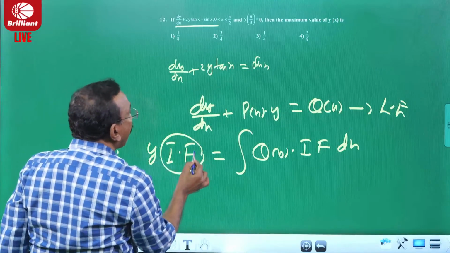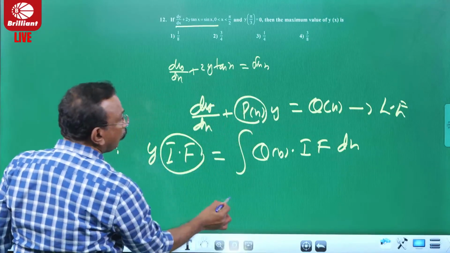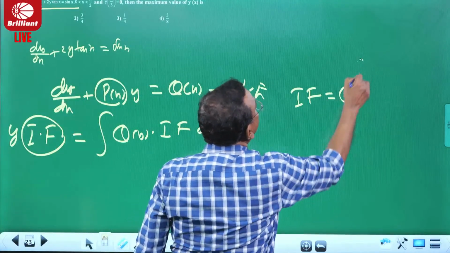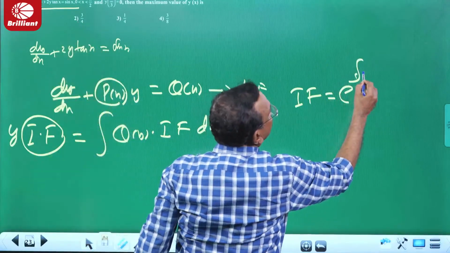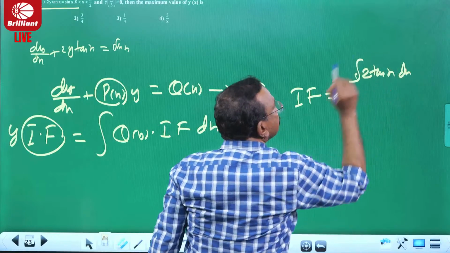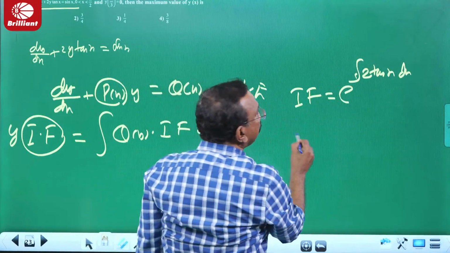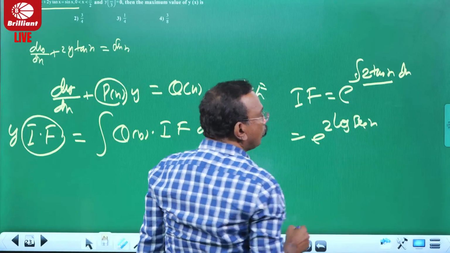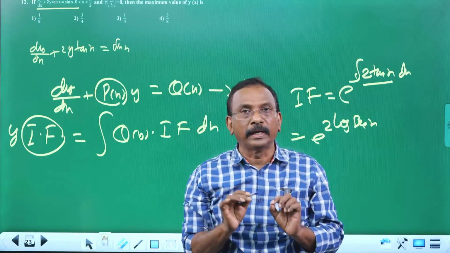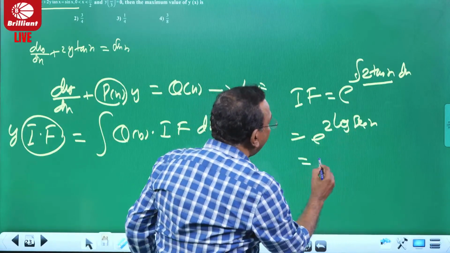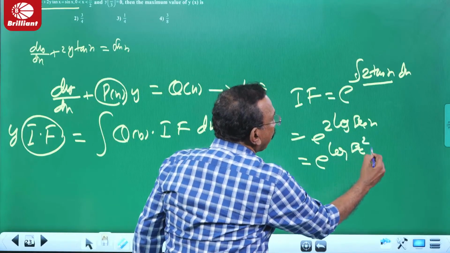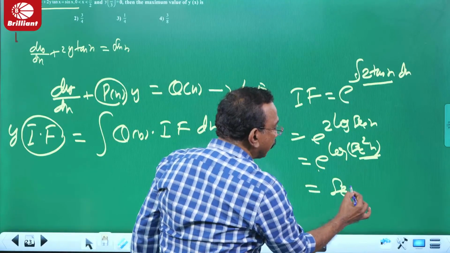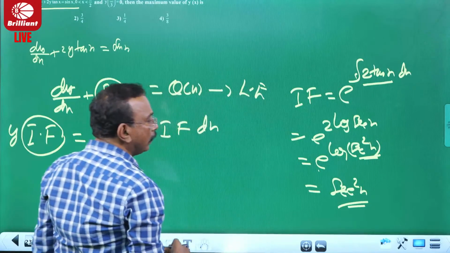So what about that IF? IF is e raised to the integral of p of x. So you just find the integrating factor: IF is in the form e raised to the integral of p of x, which is 2 tan x, dx. This is our integrating factor form. The integral of 2 tan x is 2 log sec x, because the integral of tan x is equal to log secant x. So it becomes e raised to log of secant square x. What is e raised to log of secant square x? That is equal to the function itself, secant square x. So our IF is equal to secant square x.